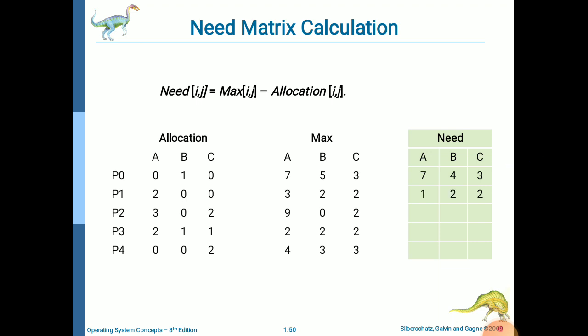Second step: the P1 need values are 1, 2, 2. P2 need values are 6, 0, 0. Like that we are calculating. P3 need values are 0, 1, 1. P4 need values are 4, 3, 1. So now we have the Need matrix from the given Max matrix and Allocation matrix. The next is Available, which is still 3, 3, 2. They have not changed.